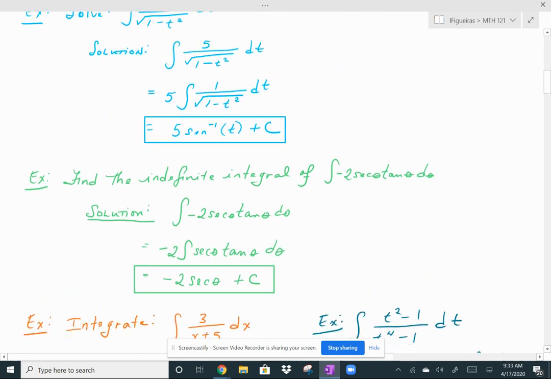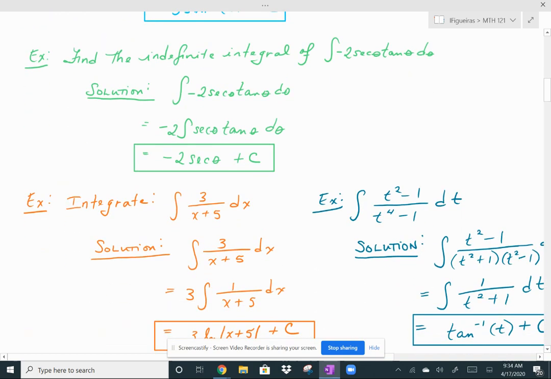So here, the example in green, we want to find the indefinite integral of -2 secant theta tangent theta d theta. So just like the last example, I'm going to factor out the -2, the coefficient. So I'm left with secant theta tan theta that I have to find the antiderivative of. And this again should remind you of something. That's actually the derivative of secant. So the antiderivative answer is -2 secant theta plus c.